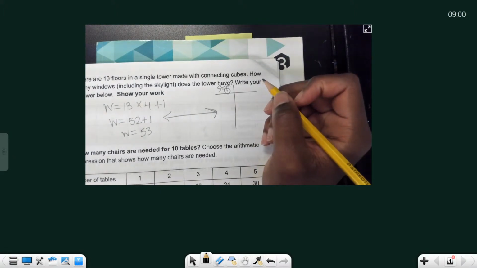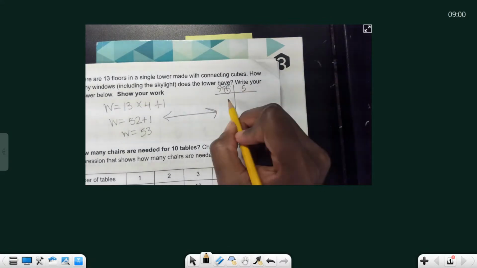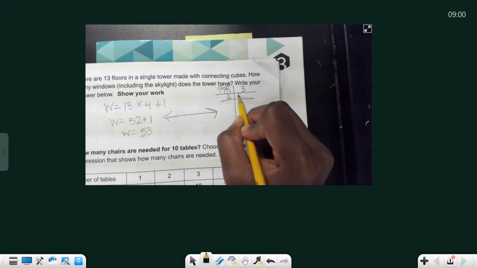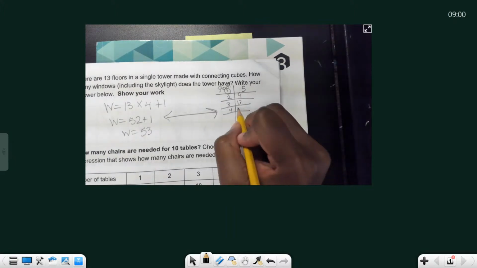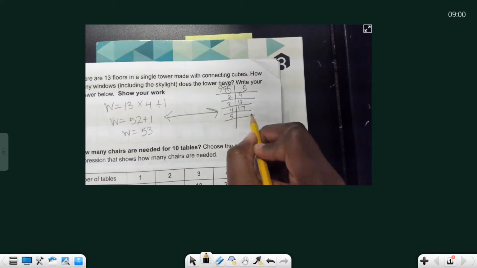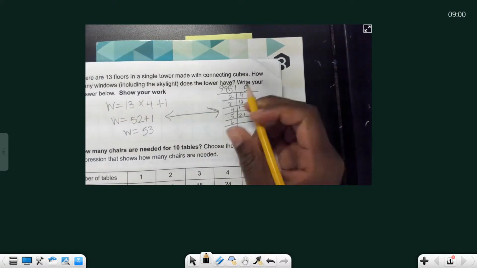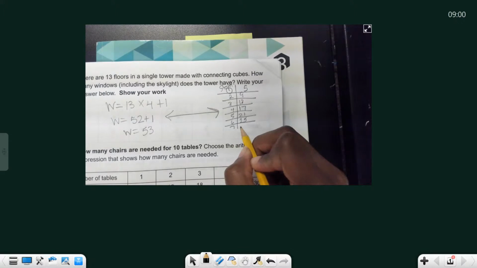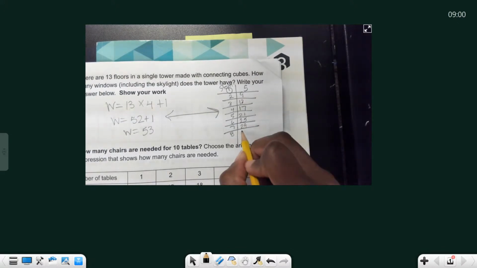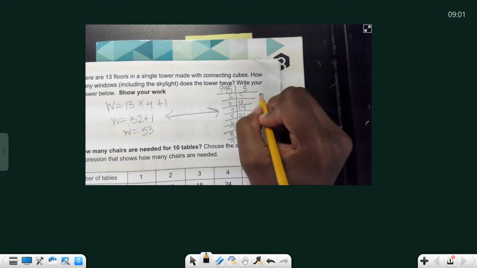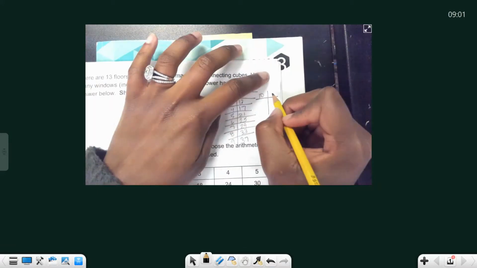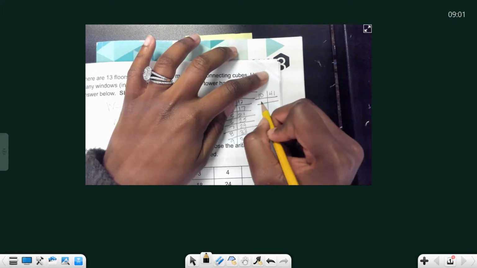Isaiah? 5, and then we add 4. So the second floor is 9, 3rd, 13. 4th, 17. 5th, 21. 6th, 25. 7th, 29. 8th, 33. 9th, 37. 10th, 41. 11th, 45.